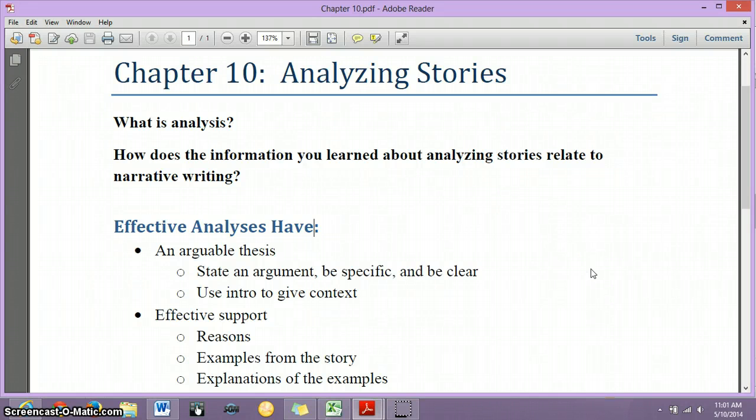This week you're going to start the analysis unit of the course. So we're going to start with Chapter 10, which is all about analyzing stories and what effective analysis essays have in them and how to conduct and then write your own analysis.